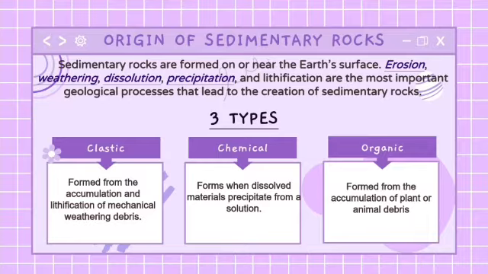Clastic sedimentary rocks are formed from the accumulation and lithification of mechanical weathering debris, while chemical sedimentary rocks are formed when dissolved materials precipitate from the solution. And lastly, the organic sedimentary rocks are formed from the accumulation of plant or animal debris.